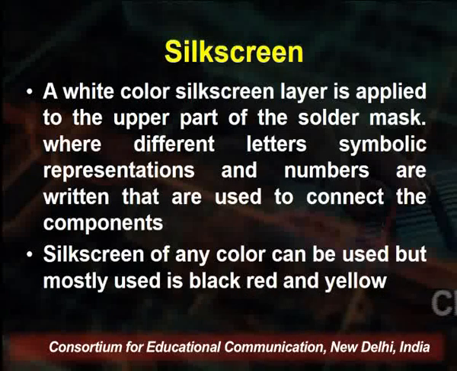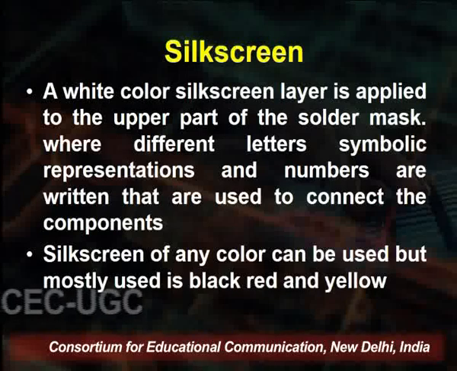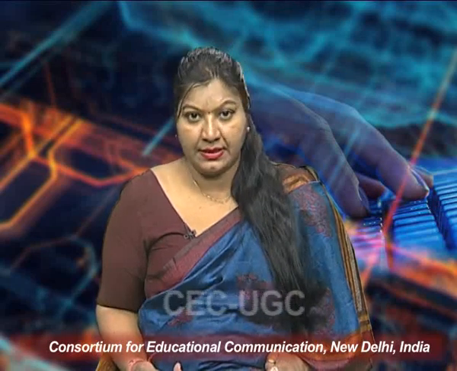Silk screen of any color can be used, but mostly black, red and yellow, just to mark the points or the name of the component or the numbering on the PCB board. So printing on the solder mask designates the component location, where each component is located and where it can be placed. Readable information about component part numbers and placement can be provided through the silk screen. It is helpful in assembling, testing and servicing the circuit board.